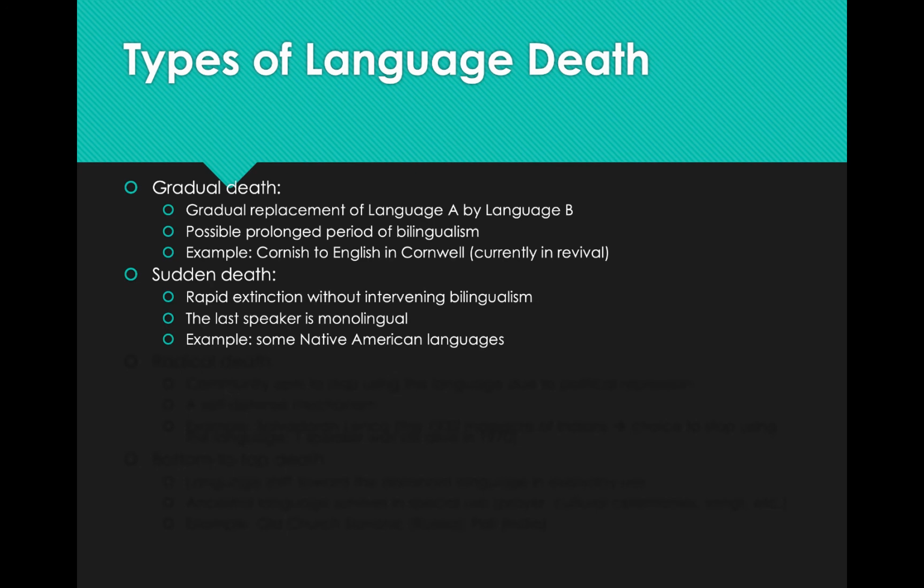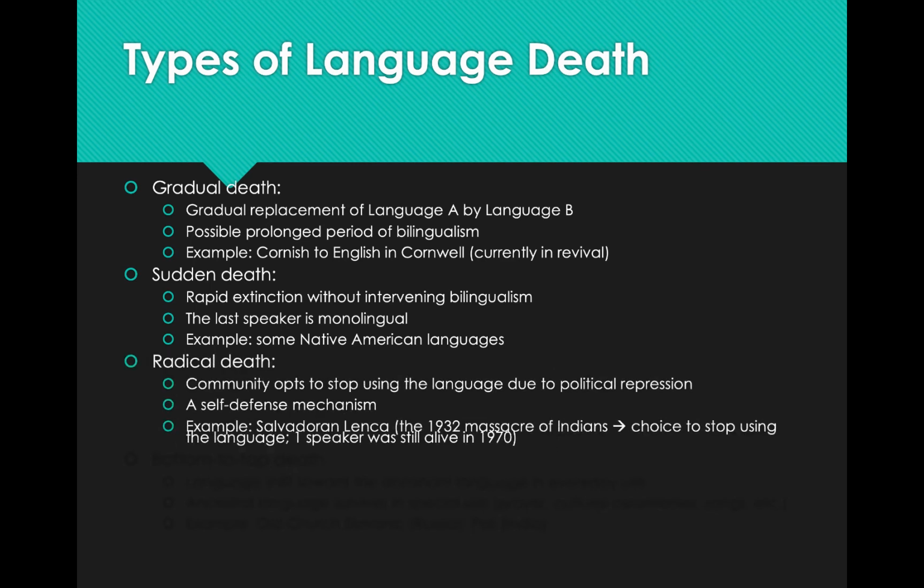The next type of language death is sudden. There is no intervening period of bilingualism. The last speaker is often monolingual. Such extinctions happen due to natural disasters, devastating epidemics, or genocide. Sudden death was the fate of many Native American languages after the beginning of the European colonization.